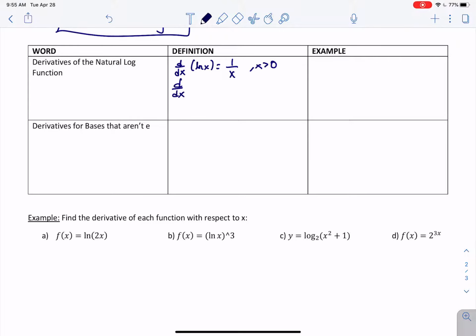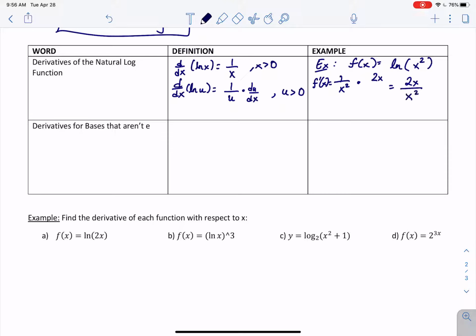And so if you chain rule this, if you had a function inside the log, you would go 1 over u times du dx, and then your u would have to be greater than 0. So that's your derivative of the natural log. An example of this would be, let's take the derivative of natural log of x squared. So f prime would be 1 over x squared, times the derivative of x squared, which is 2x. So I get 2x divided by x squared, and I can simplify that to 2 over x.